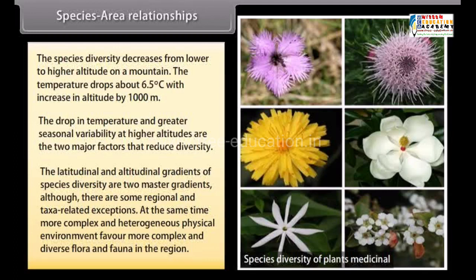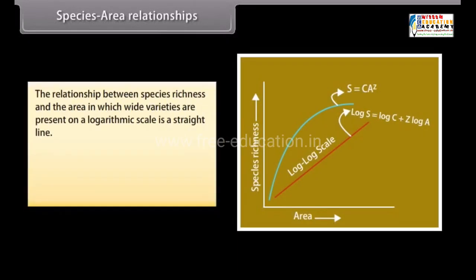At the same time, more complex and heterogeneous physical environments favor more complex and diverse flora and fauna in the region. The relationship between species richness and the area, in which wide varieties are present, on a logarithmic scale is a straight line given below. Log S is equal to log C plus Z log A. Z is the slope of the line. C is the y-intercept.